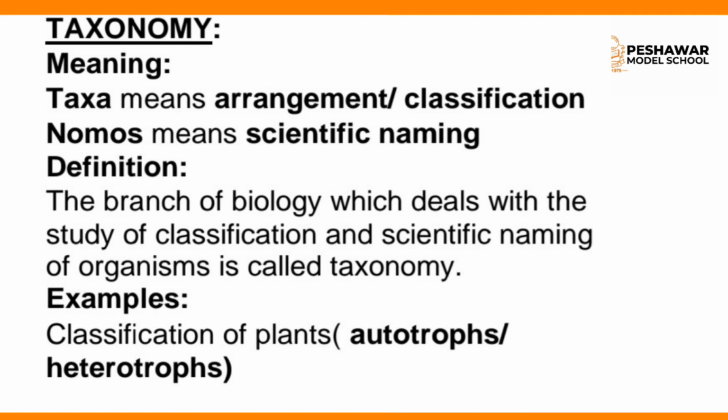Now, the next branch is taxonomy. Clear? Taxis, taxa means arrangement. What is the meaning of taxonomy? Taxa means arrangement or classification, and nomos means scientific naming. The branch of biology that deals with the study of classification and scientific naming of organisms is called taxonomy.